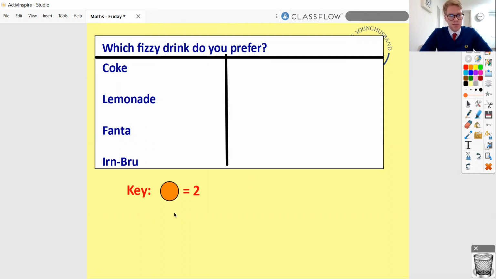Maybe you can do symbols of two. Maybe if you've noticed actually that your data works really nicely, if maybe you've noticed all of your data, for example, is a multiple of 3, maybe you could have your key being 3. If you've noticed that all of your data is a multiple of 5, you could have 5, for example. I would say probably a good one to say would be having one symbol is equal to 2, but it's up to you, it's your data and you can present it how you wish. Think carefully about what your symbol is going to be. Maybe for this one, as we're talking about drinks, maybe like a straw or a drinks bottle, that might be a cool symbol for your pictogram.